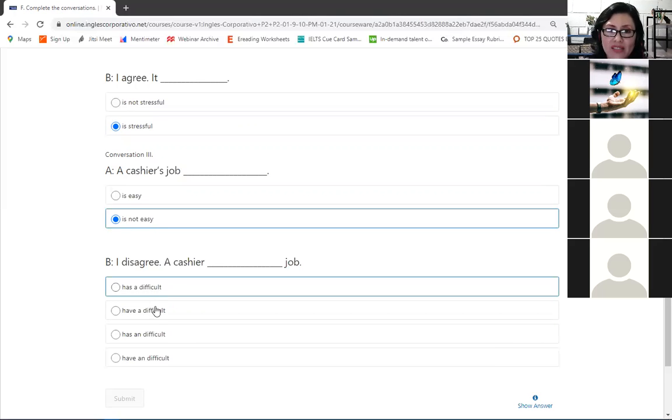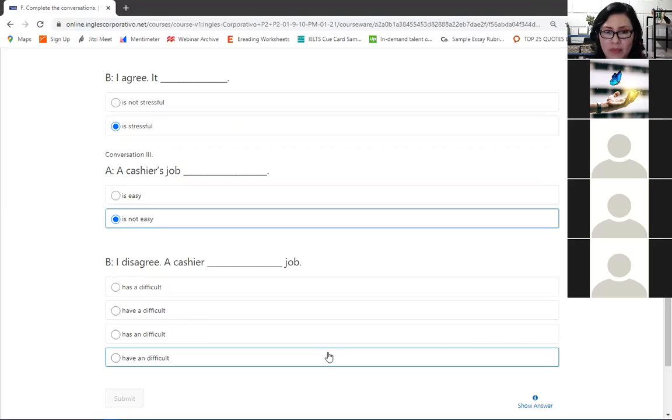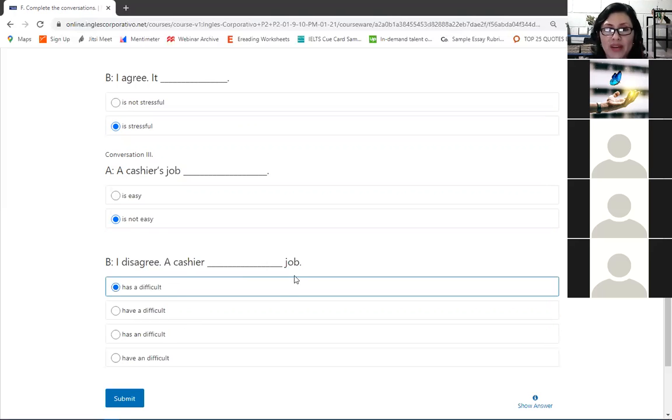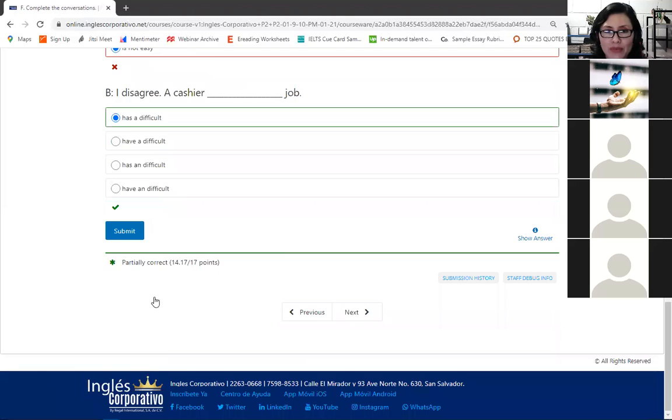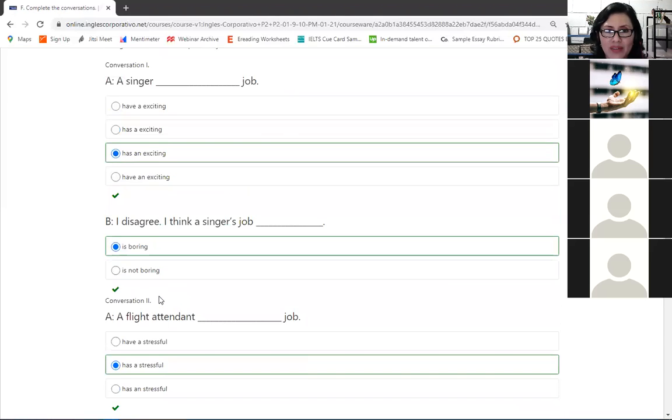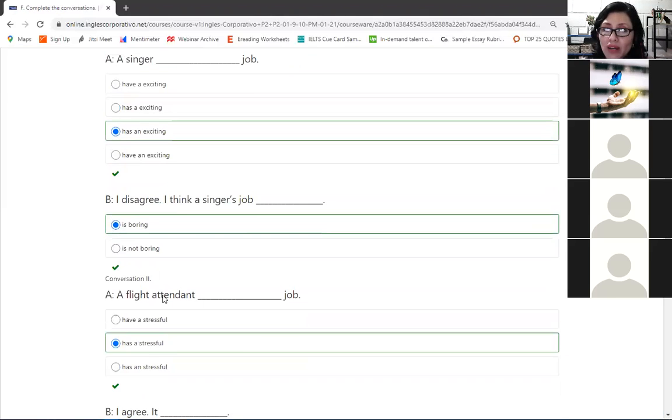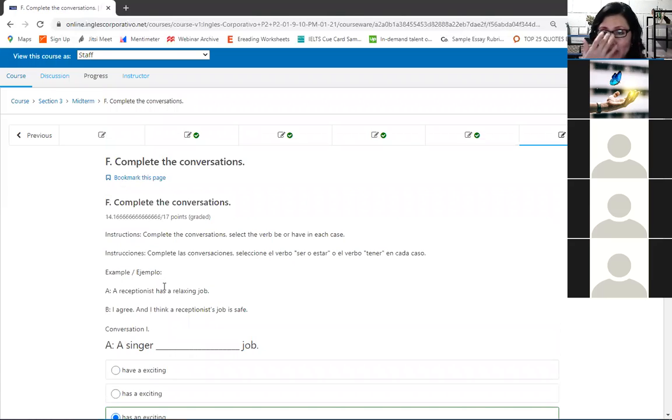A cashier has or have? Has a difficult job. Very good. Vamos a ver cómo nos las toma el sistema, a ver si no nos equivocamos. Bueno, no, ahí están, ¿verdad? Okay. So, de acuerdo a las respuestas en este caso, ¿verdad? Así van a ser. No sale mala.